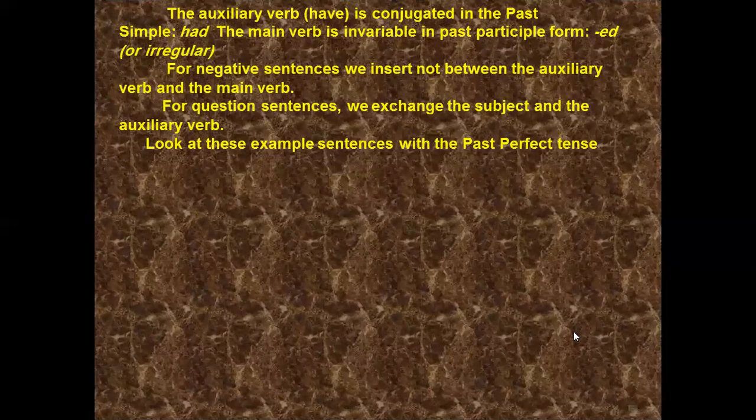The auxiliary verb had is conjugated in the past simple, had. The main verb is invariable in past participle form, ed or irregular. For a negative sentence, we insert not between the auxiliary and the main verb. For a question sentence, we exchange the subject and the auxiliary verb.